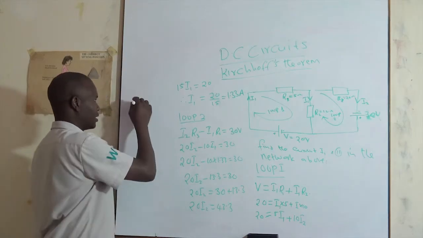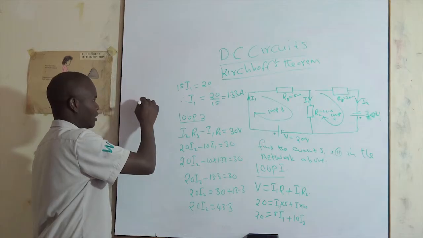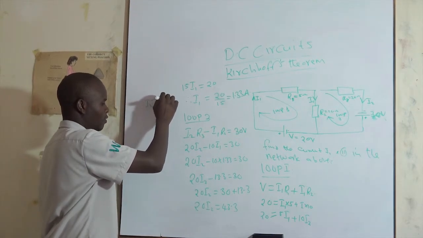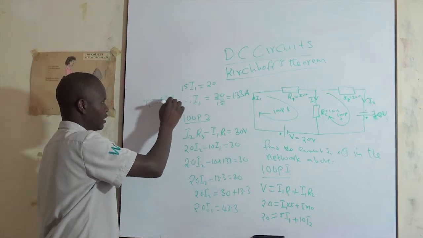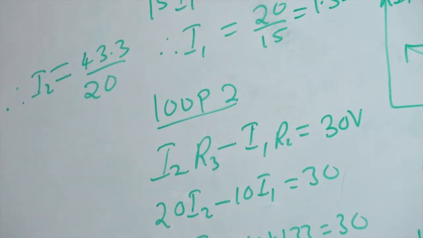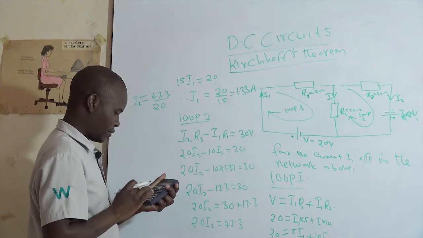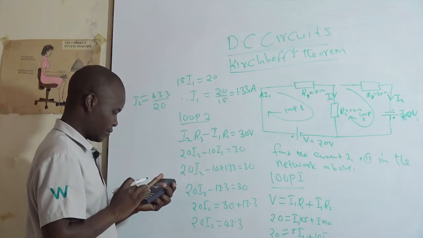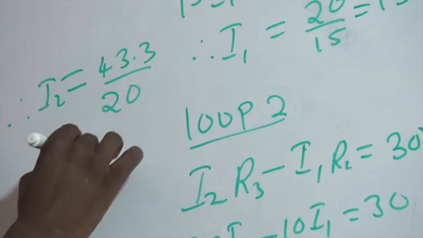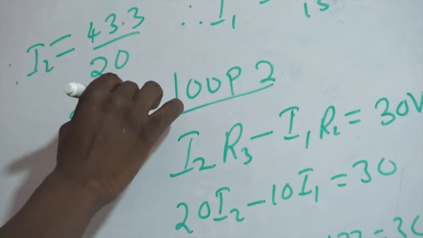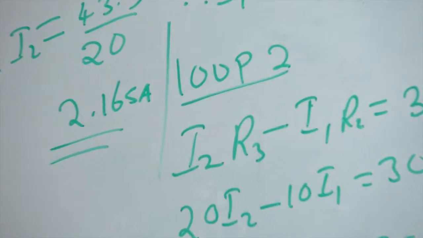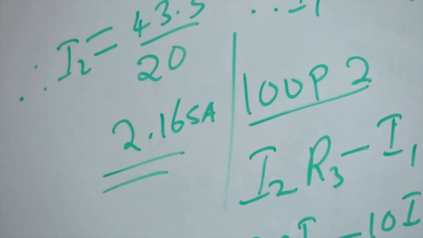That implies that I2 equals 43.3 divided by 20. If you divide by 20 on both sides, you get 2.165 amperes. So that is the answer. That's how we can relate these two.